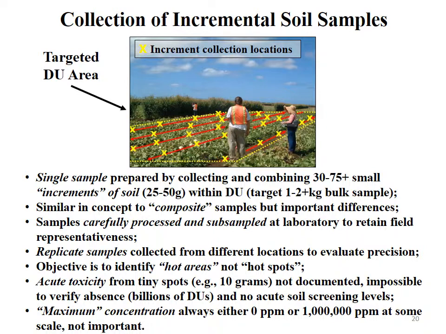Another issue that comes up is what's the maximum concentration within the decision unit, and really this is a leftover from the idea of discrete samples. If you think about the maximum concentration of a contaminant within any area, it's always going to be 1 million parts per million at some scale. If you could go in and test that area with a pair of tweezers and pluck out a single particle and test it, eventually you would find a concentration of 1 million parts per million. So the whole idea of maximum concentration was really a fallacy. It's completely arbitrary, based on the mass that happened to be tested by a laboratory. It never really had anything to do with risk.